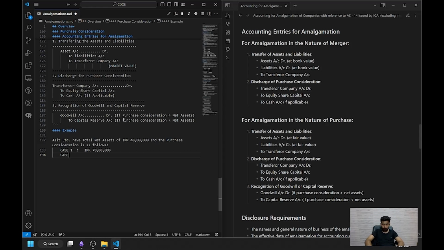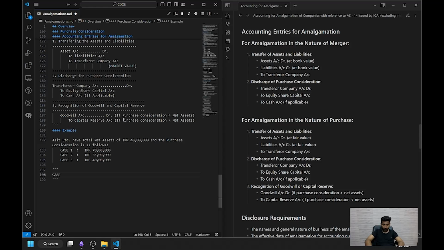And for case 2, the purchase consideration is rupees 35 lakhs. However, for the last case, that is case number 3, the purchase consideration is rupees 40 lakhs. Now we need to pass the journal entries. Okay. So in this case, let us pass the journal entries for the purchase consideration.